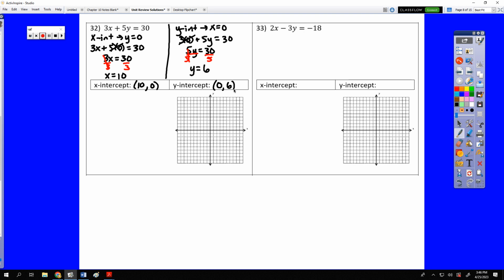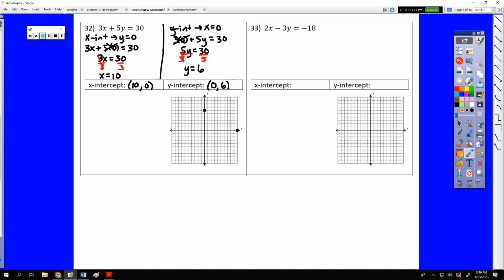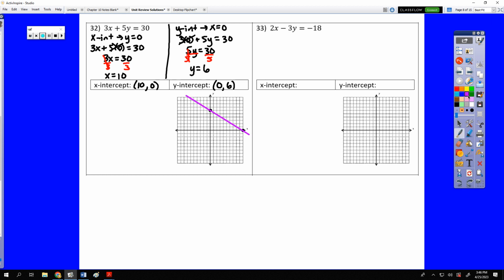So then we would graph those 2 points. (0, 6) is located 6 units above the origin. (10, 0) is located 10 units to the right of the origin. We would then grab a straight edge and draw a line through those 2 points. So there is our line with the equation 3x plus 5y equals 30. Okay, on to the next problem.